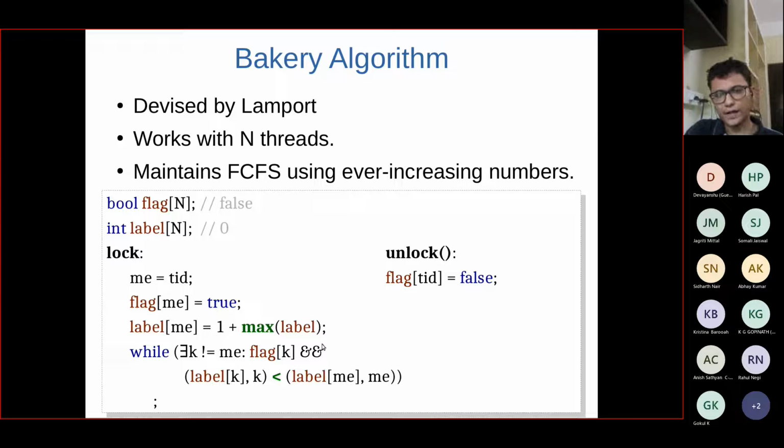If that is true, and if the label of that thread is less than the label of mine, I mean, if it has the lesser value of the token number than the value of the token number that I have, then in that case I have to wait, because I need to give that thread the chance because it has lesser token number. So I'll be waiting in this while loop. And please note that this is lexicographic comparison. So it's not just based on the label, but it's also based on the ID.